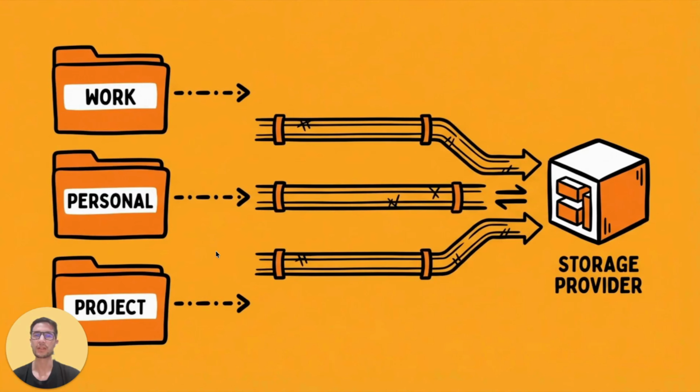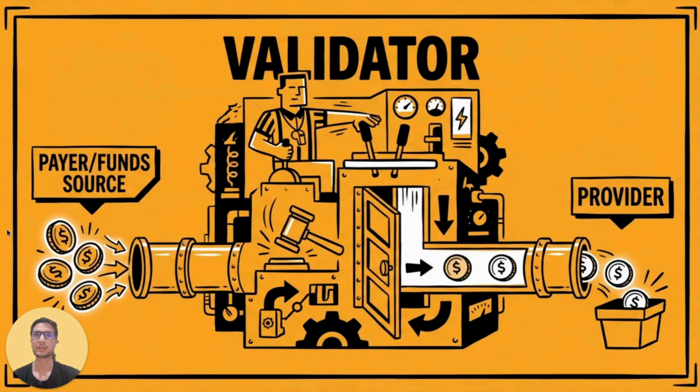It also gives you granular visibility. You can see exactly how much you're spending on your work project versus your personal stuff. When it's all one rail, that tracking gets messy. The Synapse SDK handles this automatically when you create a dataset, but understanding that rails map to datasets helps you design better storage architectures.